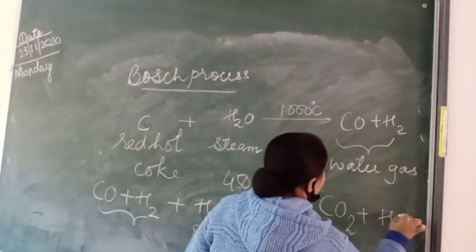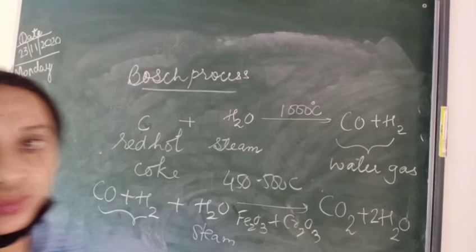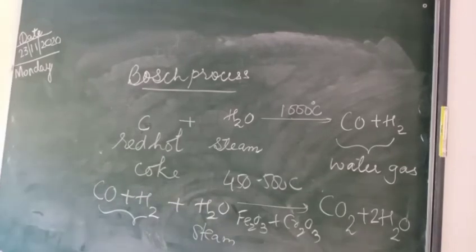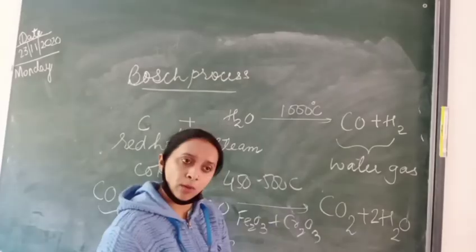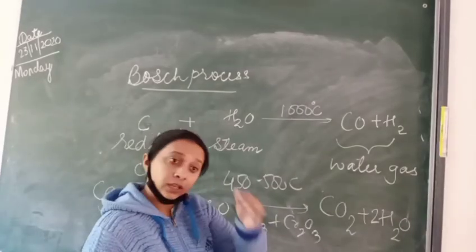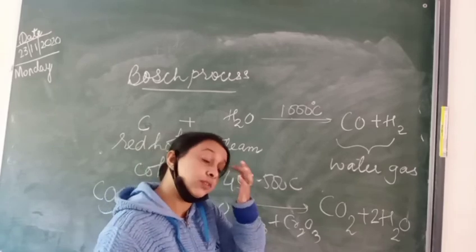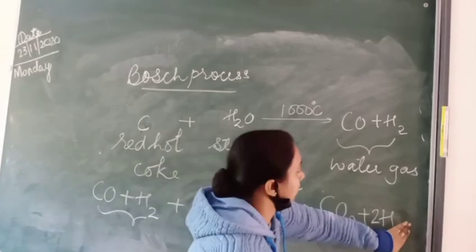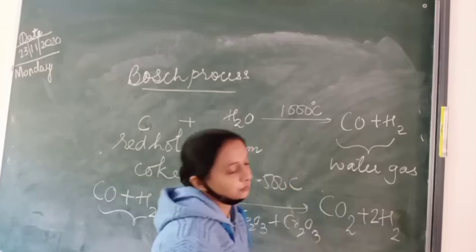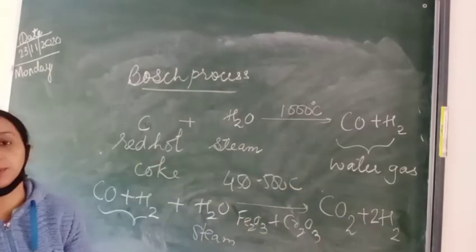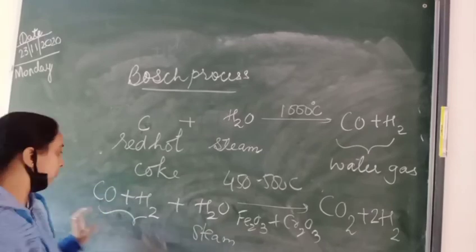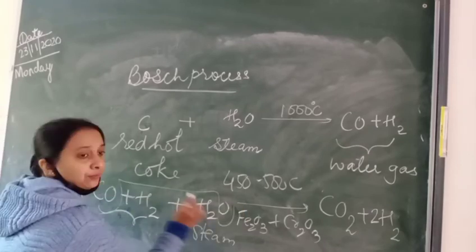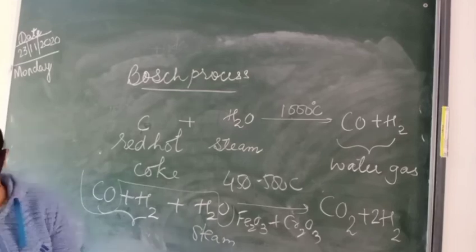See here. So this is the next equation, that is carbon dioxide and water is formed here. Are you getting? Now what we are studying here is the preparation of hydrogen. So here see, CO2 and we have 2H2. Okay. Are you getting? These are the two equations for the industrial preparation of the Bosch process.